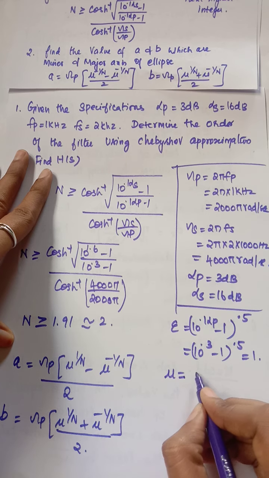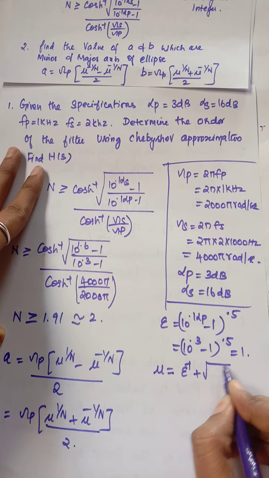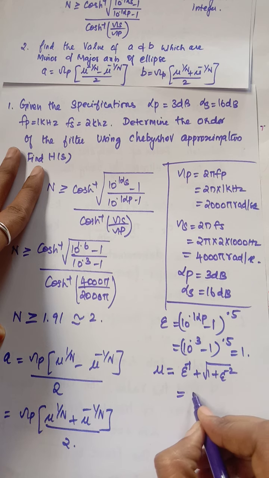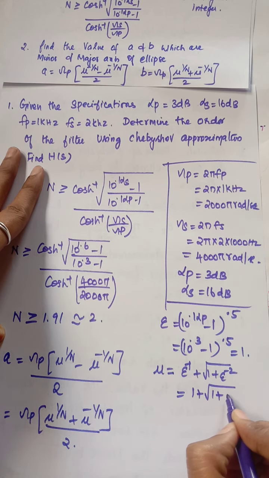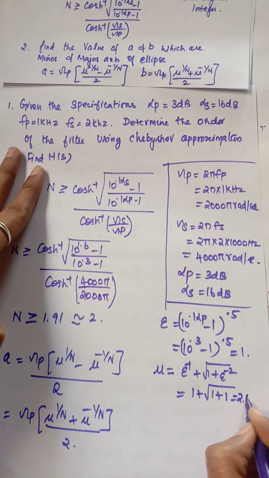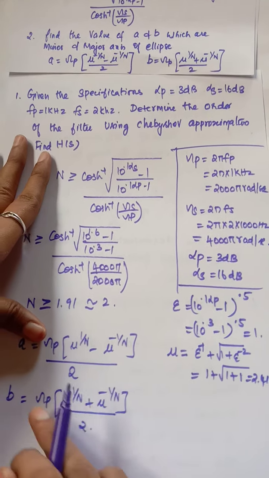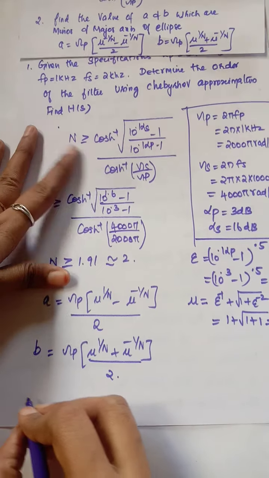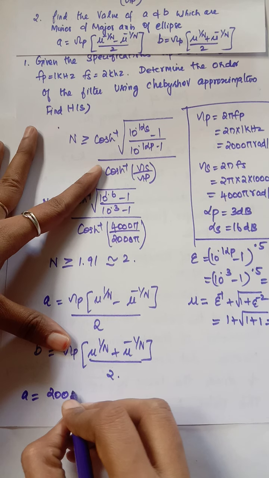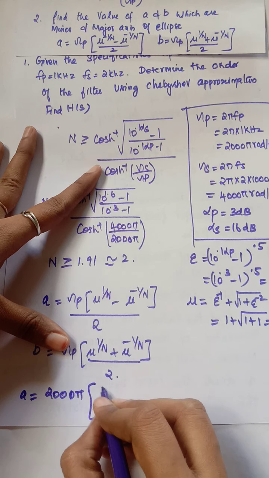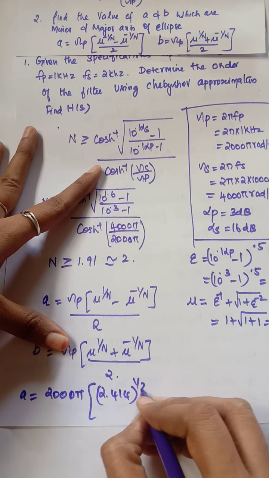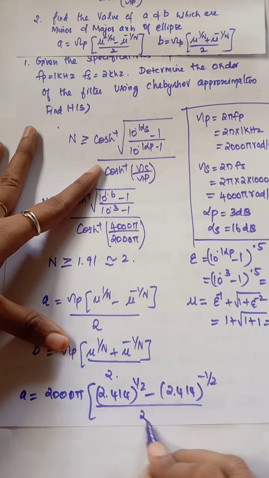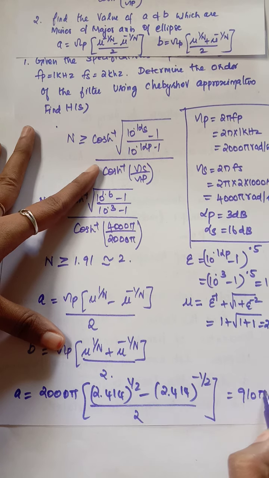So I need to find μ. μ is equal to ε⁻¹ plus root of 1 plus ε^(−2). So substitute 1: 1 plus 1, so you will get 2.414 here. So ε and μ are known. These are all the values I know. So I am going to find the value of a and b. Here a is equal to 2000π into (2.414^(1/2) − 2.414^(−1/2)) divided by 2, which is equal to 910π.